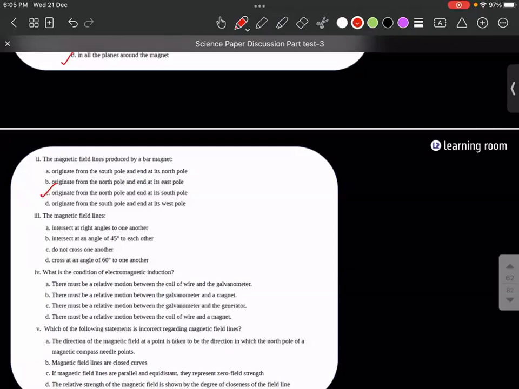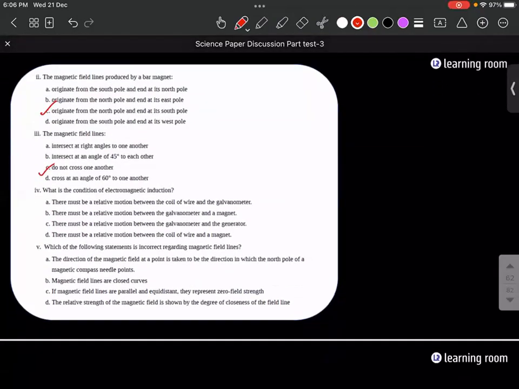The magnetic field lines intersect at right angles to each other. No. Intersect at angle 45 degrees to each other. No. Do not intersect each other at all. Similarly, fourth one, the condition for electromagnetic induction is there must be a relative motion between the coil wire and the magnet.